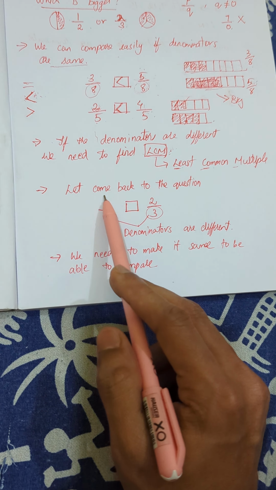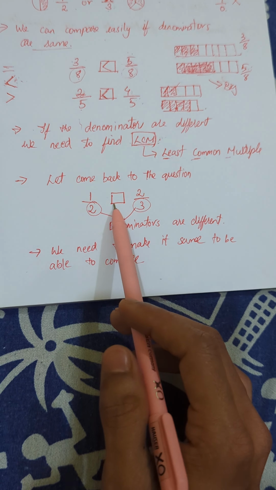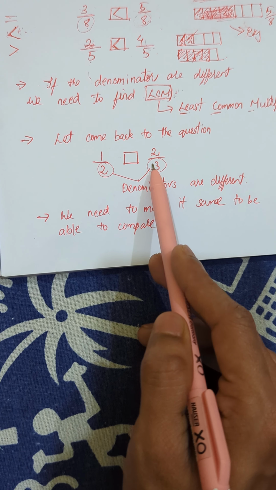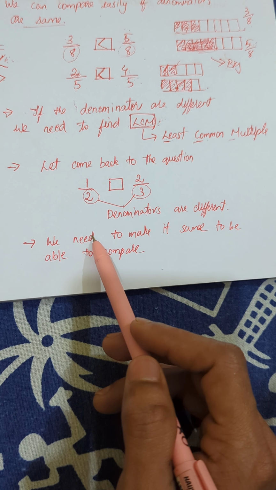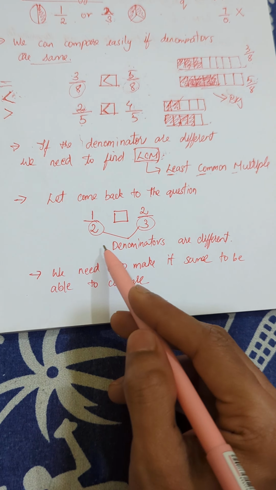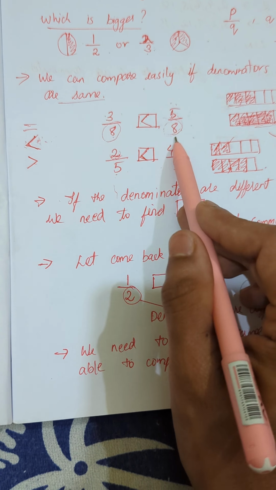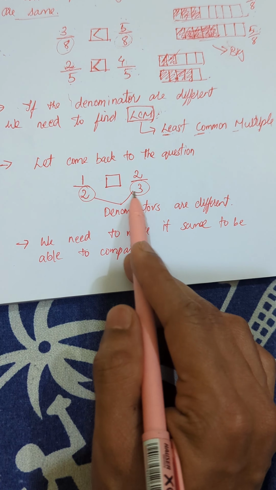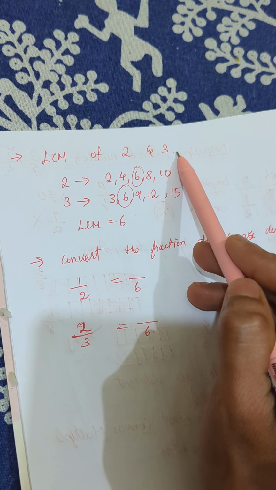Let's come back to the question we started with: 1 by 2 or 2 by 3, which is bigger. Now you can see the denominators are different, so we can't compare directly. So we are now going to find the LCM and make the denominators the same. When the denominators are the same, you can compare easily. So we have to make the denominators equal. For that we are finding the LCM of 2 and 3.